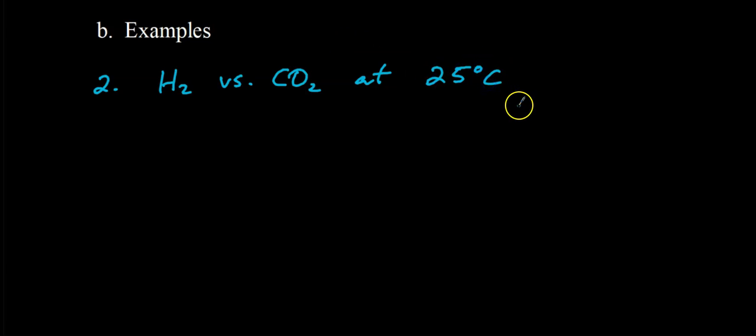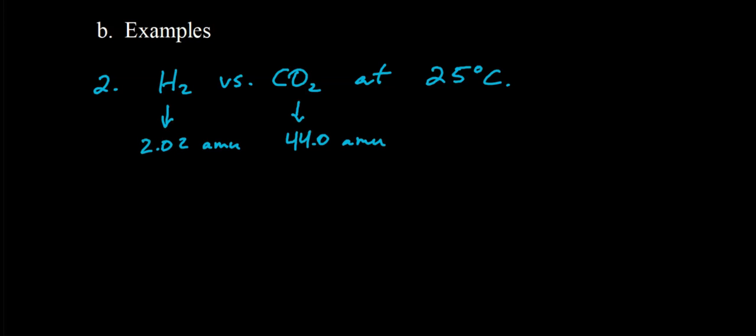Let's compare some gases. Let's say we have two gases, hydrogen gas and carbon dioxide. And let's say they're both at the same temperature. Doesn't matter what the temperature is. Let's just say 25 degrees Celsius. At 25 degrees Celsius, which of those two gases will have the higher average velocity? In which sample of gas are the particles moving faster? Go ahead and pause the video and answer that question, please.